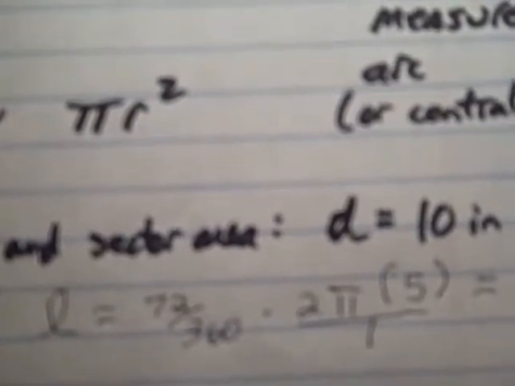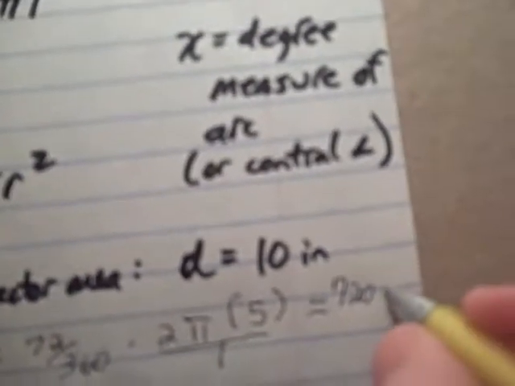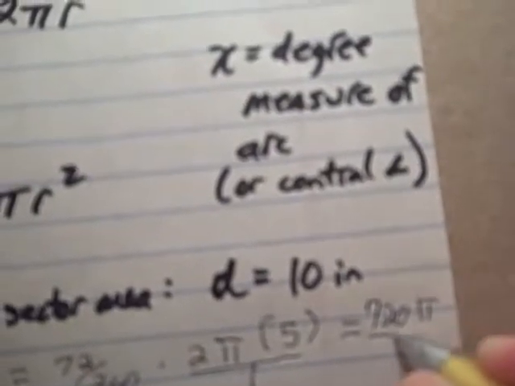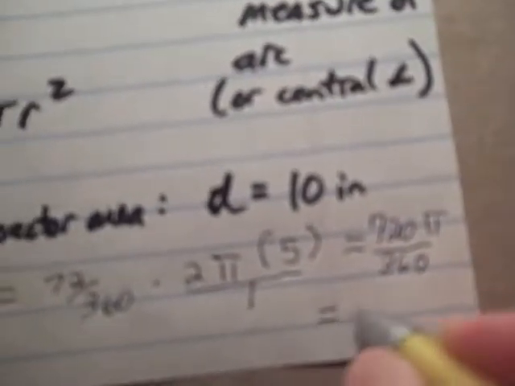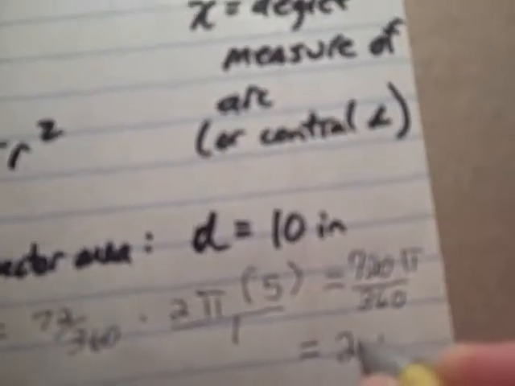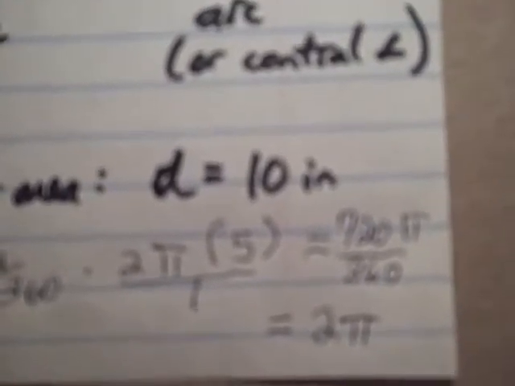When you multiply 72 times 5 times 2, you end up with, I believe, 720 times pi. And then 360 times 1 is 360. And then you simplify this fraction by dividing the 360 into the 720, and you get 2 pi. It's really just 1/5 of the circle. If the whole circumference is 10 pi, 72 goes into 360 five times. So we're really just finding 1/5 of the circle.